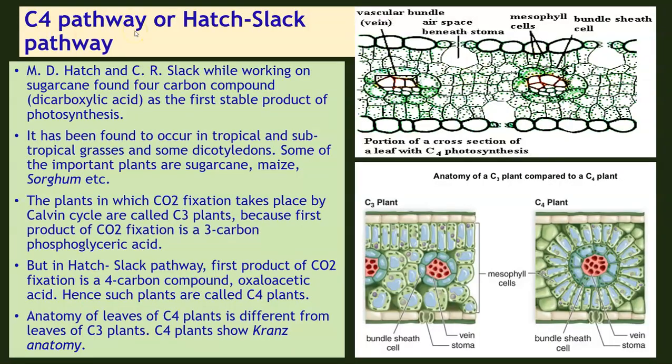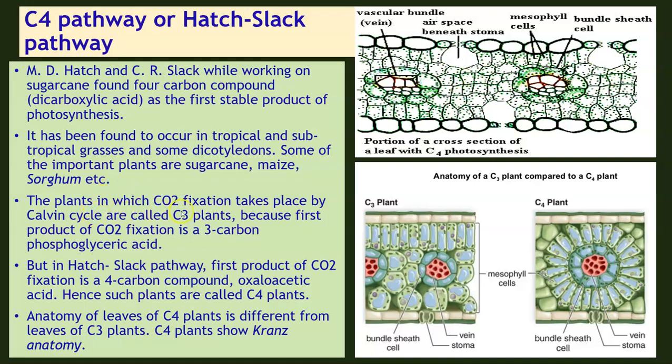The C4 pathway or the Hatch-Slack pathway. M.D. Hatch and C.R. Slack, while working on sugarcane, found a 4-carbon compound as the first stable product of photosynthesis. It is called a dicarboxylic acid. It has been found to occur in tropical and subtropical grasses and some dicots. Some of the important plants are sugarcane, maize, sorghum, etc.